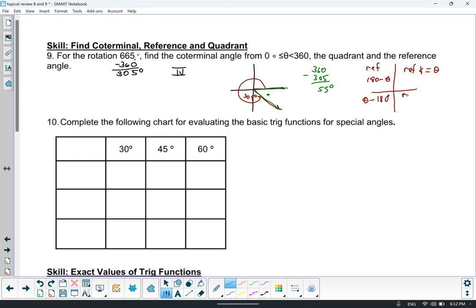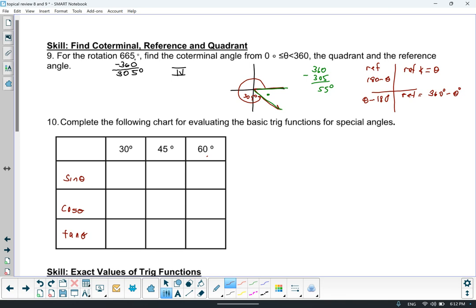And like I mentioned before, in quadrant 4, it's 360 degrees minus the angle. So just putting that back in your mind, and that's to find reference angles. The other thing you need to remember is the special angle chart. So this is 30 degrees, 45 degrees, 60 degrees. You have to memorize the special angles, and then it's sine of theta, cosine of theta, tangent of theta.